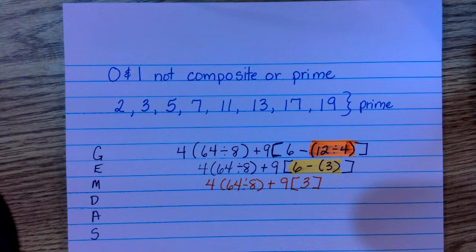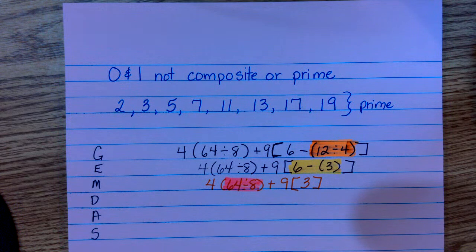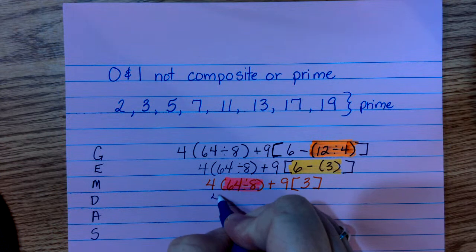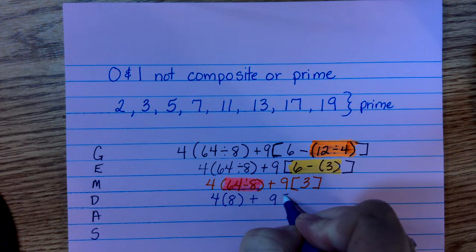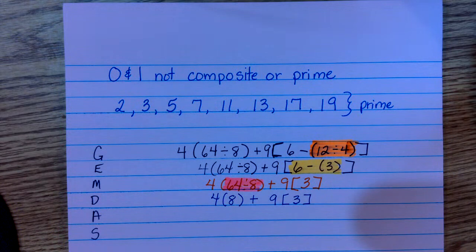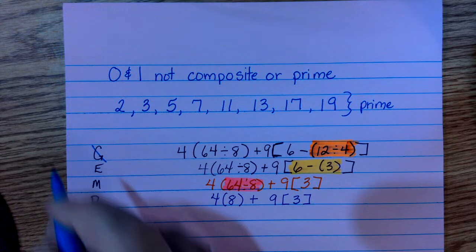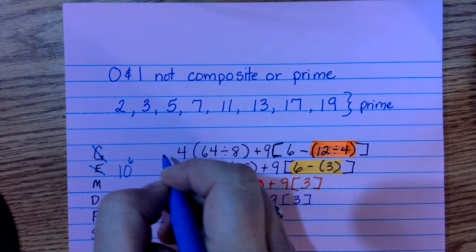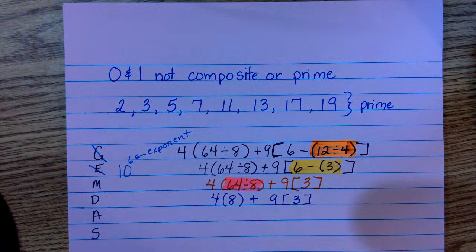At this point, we're finished with that part of the equation, and we're going to move on to the second set of parentheses, which is 64 divided by 8. So we're going to say 4 times 8 plus 9 times 3. We've now completed all of the groupings that we need to complete, so we're going to go ahead and cross off groupings. We don't have any exponents. Remember that exponents are these little things that are up here. So we're just going to skip over the exponents because we don't have any.